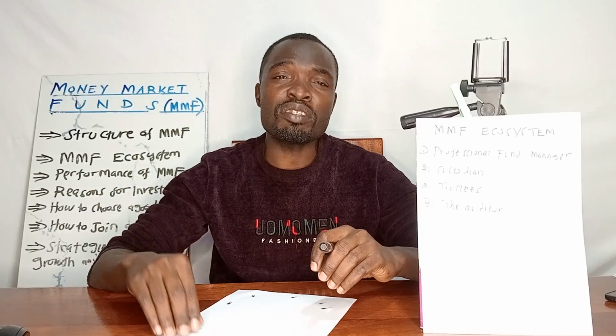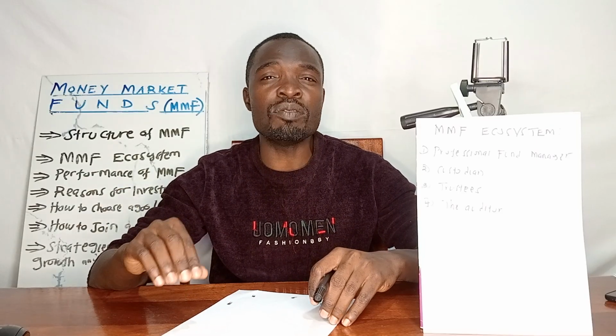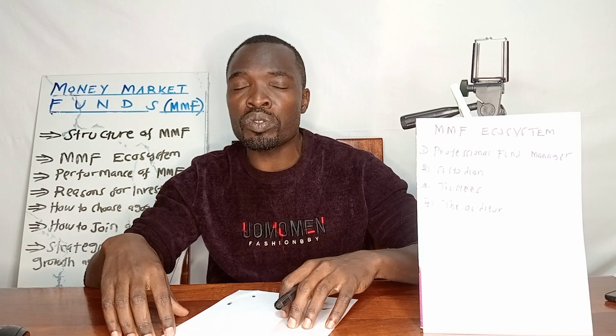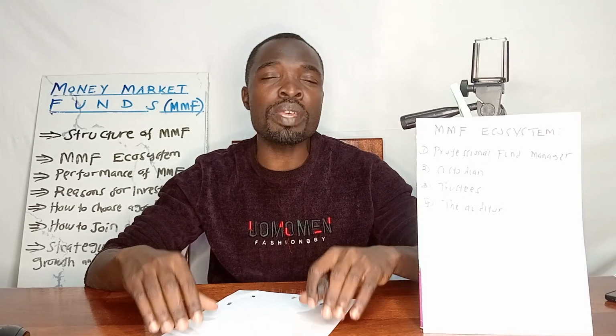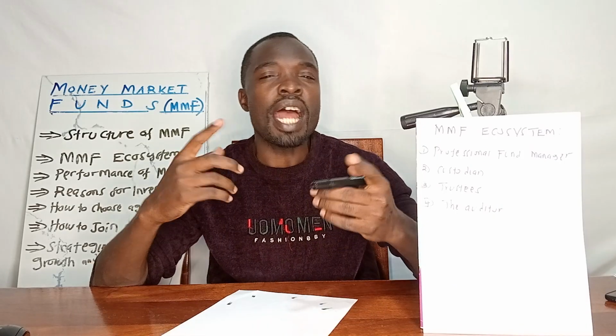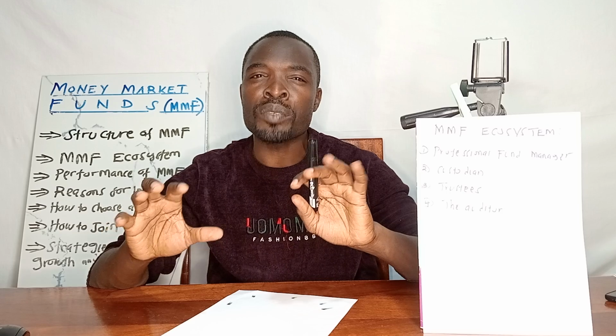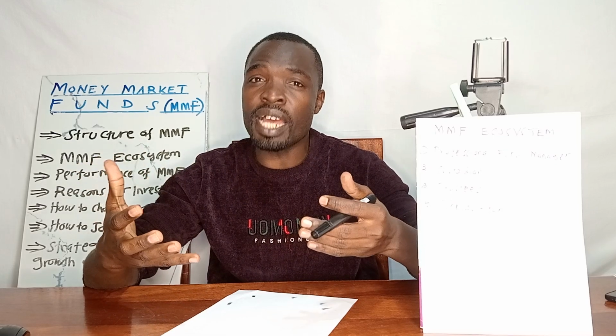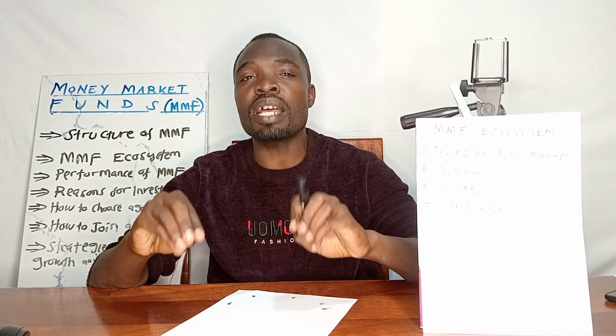Another party in the ecosystem is the custodian. Now, who is this? This is the bank. This is the bank that the investors send their investment sum to, and it holds the investment sum on behalf of the investors. And once the fund manager makes an investment decision, the custodian releases the money, and this money is invested per the fund policy.